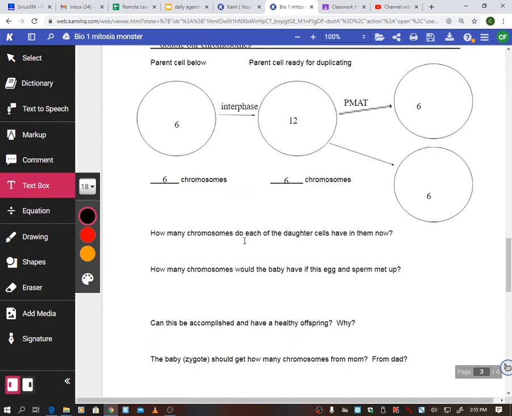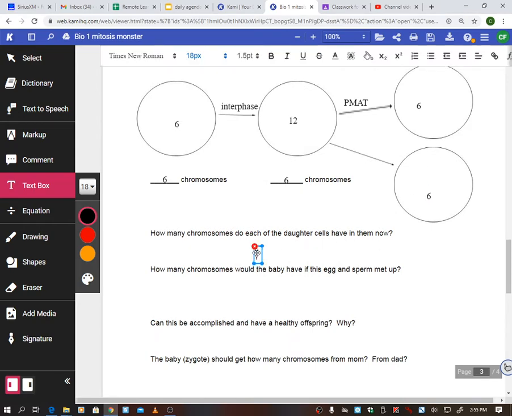So how many chromosomes do each of the daughter cells have in them now? Well, it's 6. How many chromosomes would the baby have if this egg and sperm met up? If this egg and this sperm, say it was an egg and a sperm, I know that's not going to happen because it's coming from the same one here, but they would have 12.